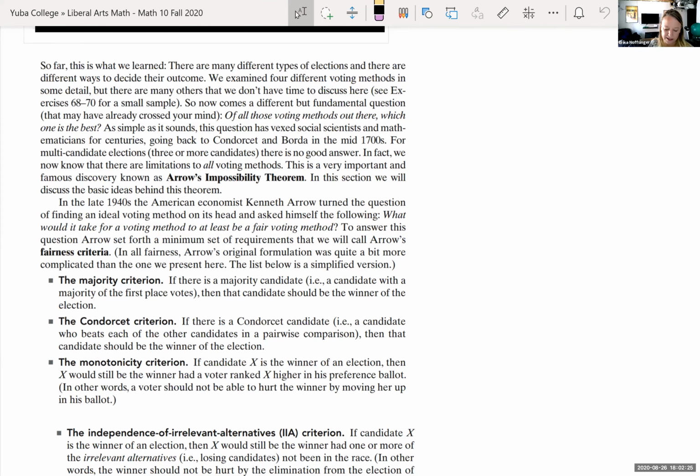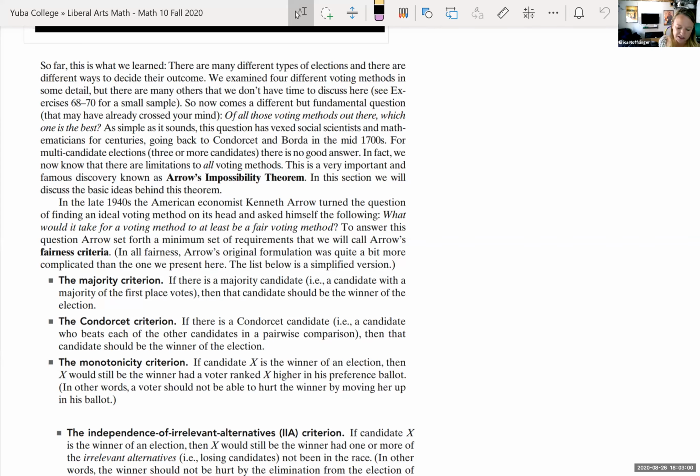Okay, so far this is what we learned. There are many different types of elections, and there are different ways to decide their outcome. We examined 4 different voting methods in some detail, but there are many others that we don't have time to discuss. Okay, so now comes a different but fundamental question that may have already crossed your mind. Of all voting methods out there, which one is the best? As simple as it sounds, this question has vexed social scientists and mathematicians for centuries.